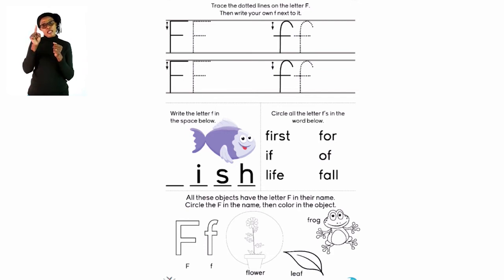Then we have a leaf. Color in the leaf and circle the F only. The last picture is a frog. Color in the frog and circle only the F. Thank you.